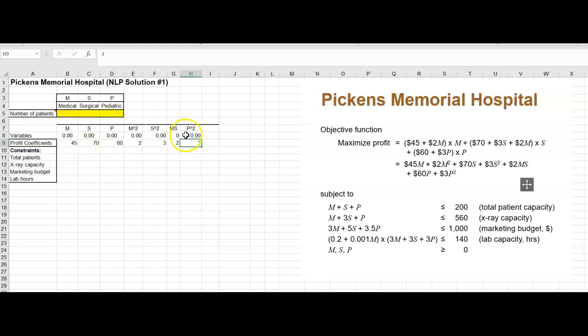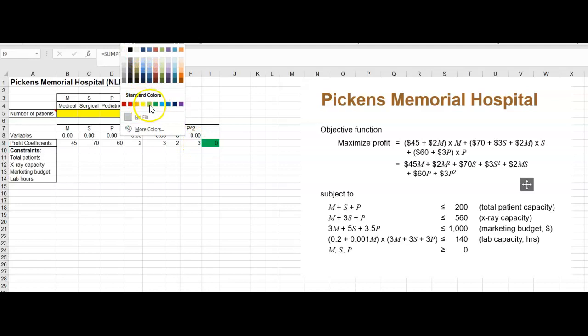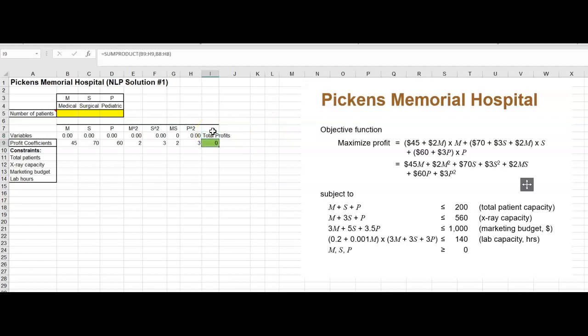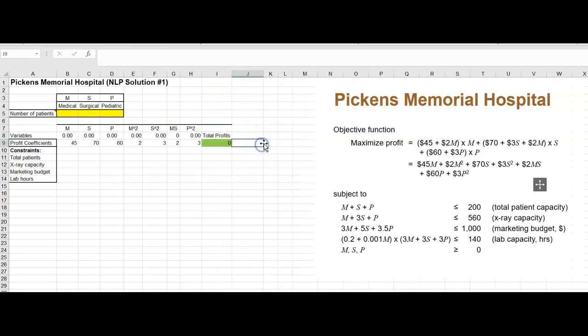Now we have the equal number of terms in this variable row and the profit coefficients, so we can calculate our total profit as the sum product of the coefficients row with the variables row, and that will serve as our objective function. So let's put that in green, and let's call this total profits, and that's what we are maximizing for.